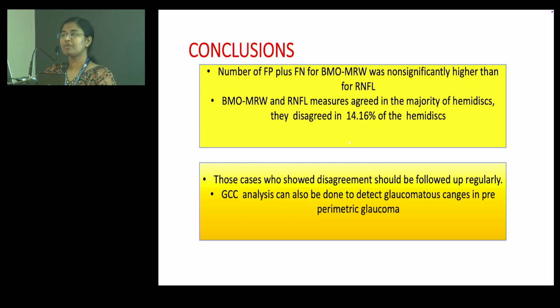Conclusion: the number of false positive plus false negative for BMO MRW was non-significantly higher than that of RNFL, and the BMO MRW and RNFL measures agreed in majority of hemidisc, and they disagreed in only 14.16%. So those cases who show disagreement should be followed up regularly, and we can include GCC analysis also to detect glaucomatous changes in pre-perimetric glaucoma. These are my references. Thank you.